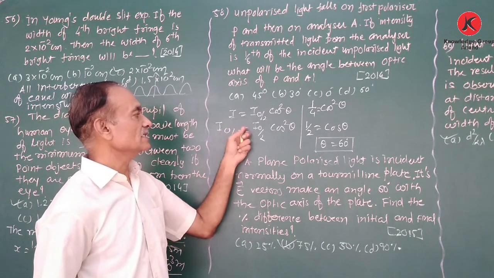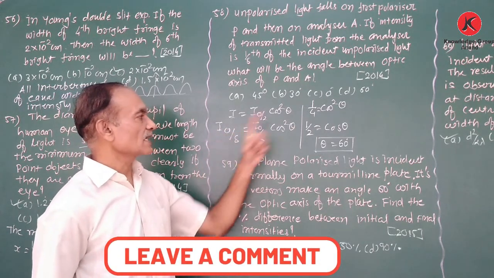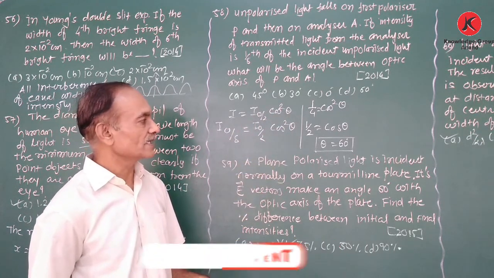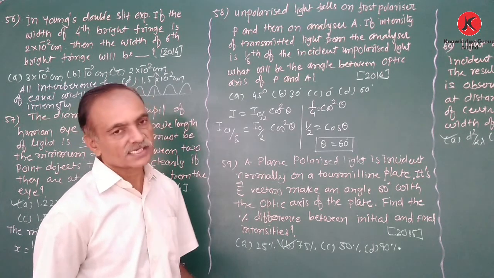Therefore, I0 by 8 is equal to I0 by 2 cos square theta. So here I0 is cancelled, 1/4 is equal to cos square theta. Therefore, 1/2 is equal to cos theta, and therefore theta is equal to 60 degrees.